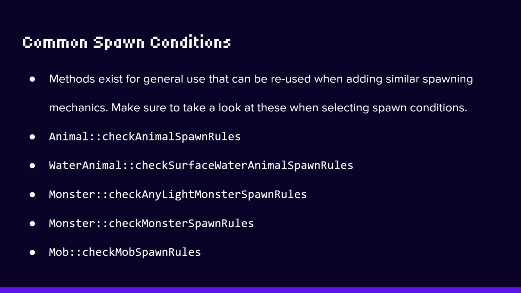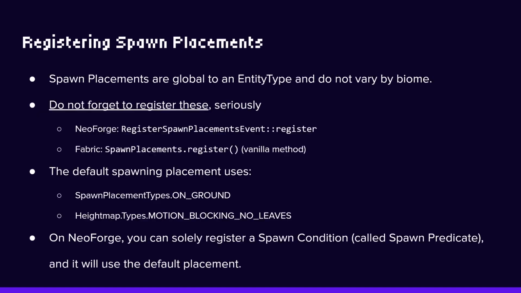Most things are using some form of mob check spawn mob rules at some point. So those are the common ones that you can use. And in terms of how to actually register them, they are global to an entity type and don't vary by biome. So those are the two ways you can do it. On NeoForge, it is the register spawn placements event. It's an event you can subscribe to, and on Fabric you just use the vanilla method, which is spawn placements.register.